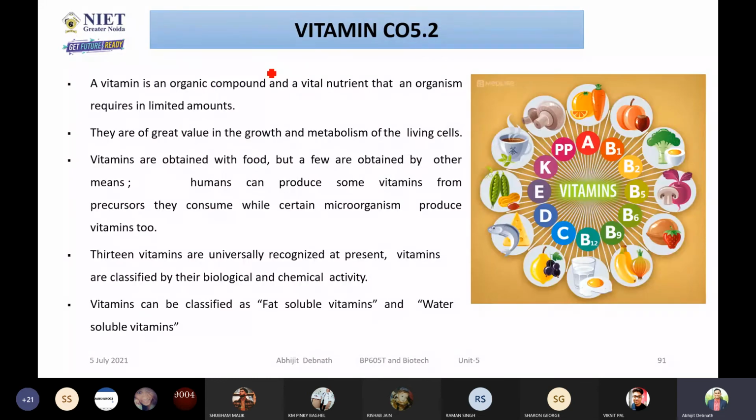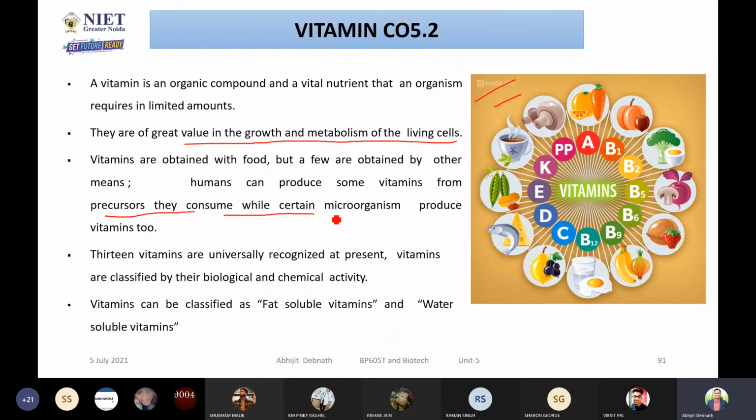Let me take you through some very basic things. You need B vitamins for your body's growth. They have great value in the growth and metabolism of the living cell. You can obtain vitamins from the food I am showing you here, and humans can also produce some vitamins from a precursor.